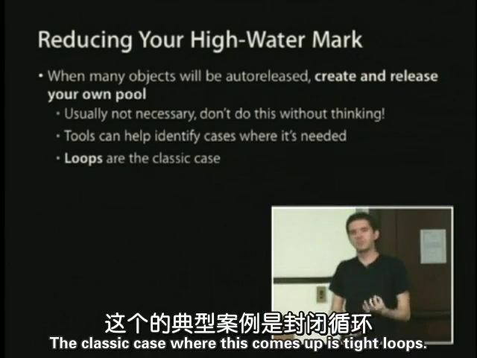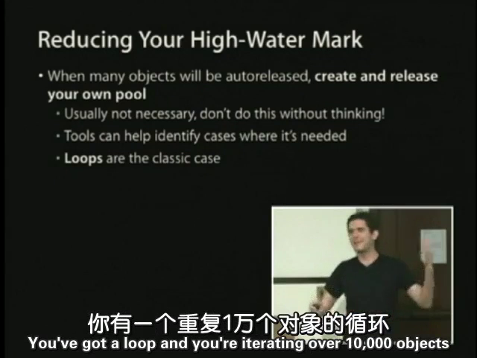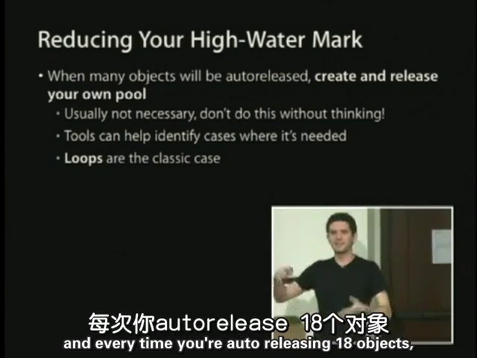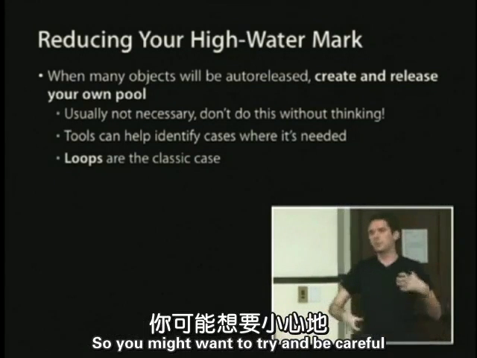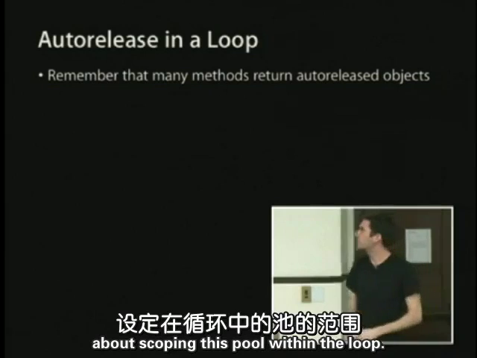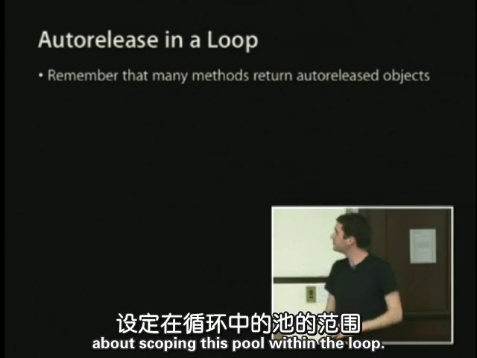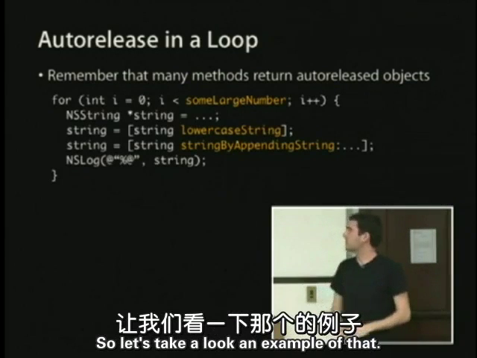The classic case where this comes up is tight loops. You've got a loop and you're iterating over 10,000 objects, and every time you're auto-releasing 18 objects. All those things are accumulating in your pool. So you might want to try and be careful about scoping this pool within the loop. So let's take a look at an example of that.